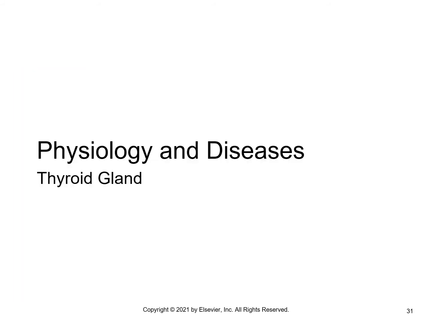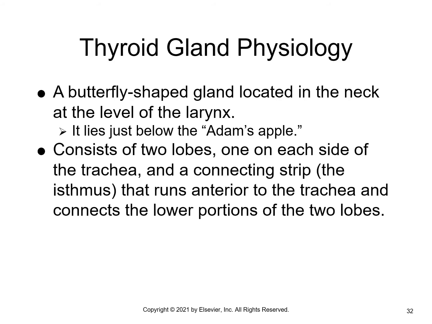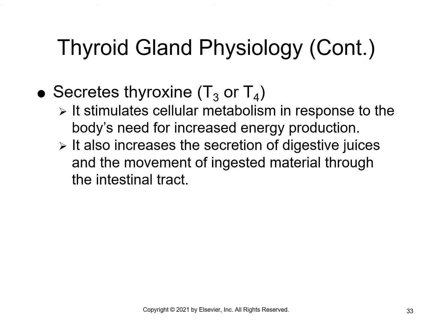That brings us to physiology and diseases of the thyroid gland. We know our thyroid gland is on the anterior portion of our neck, draping over our trachea. It's butterfly shaped, just below the Adam's apple, also known as the thyroid cartilage. It consists of two lobes connected by one strip called the isthmus, and is responsible for producing hormones that are released into our system that control metabolism.